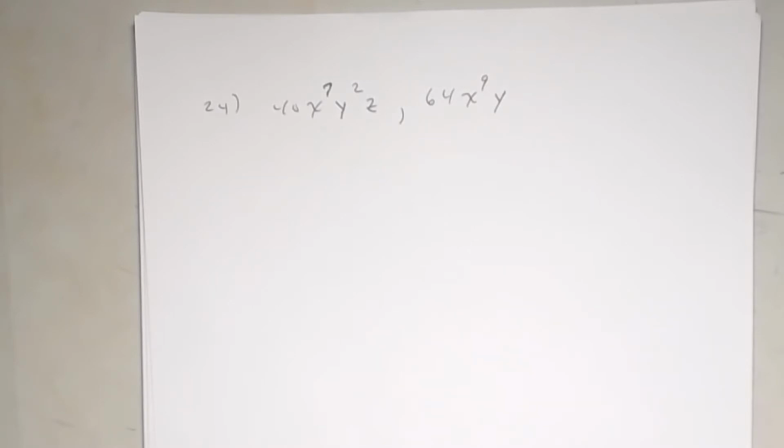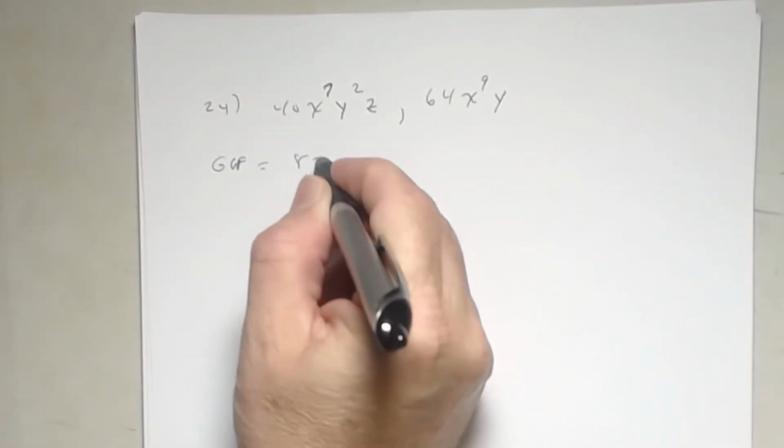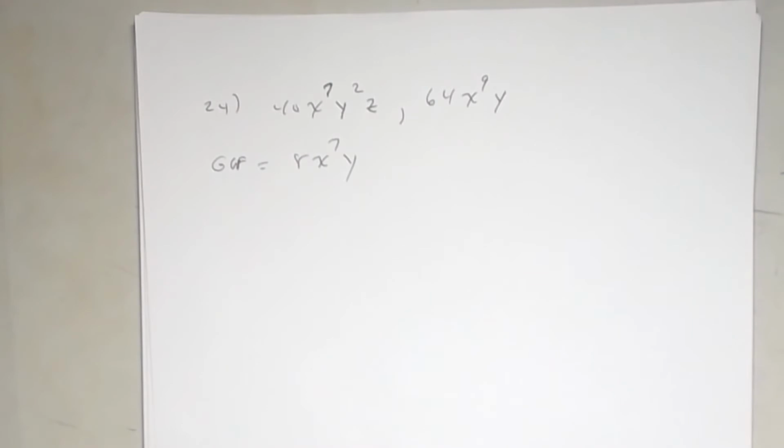x to the 7th, y, z? No, because you see how the 64 doesn't have a z. GCF is a phrase: greatest common factor. Z is not common to both, so you can't use z. So the GCF will be 8 x to the 7th y.